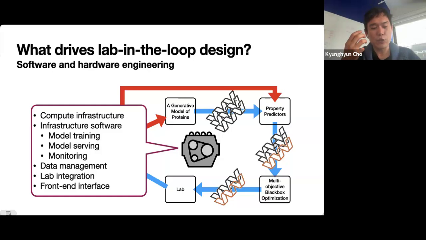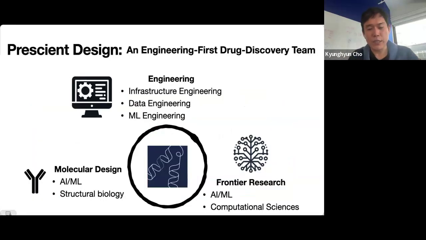So we need to have an extremely well-done compute infrastructure. We need to have an extremely well-done infrastructure software that supports training, serving, and monitoring of machine learning models. We need to have an extremely well-done data management system. We need to have an extremely well-done lab integration. And then we also need front-end interfaces in order to support various scientists and engineers. So in fact, Prescient Design is an engineering-first drug discovery team.